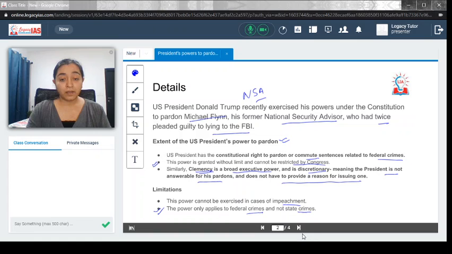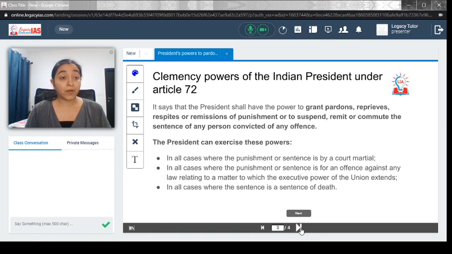Now let's move forward and try to understand the clemency powers of the Indian President under Article 72. Article 72 is the one which provides for the pardoning power of the President. Just remember, the Governor also has the pardoning power.